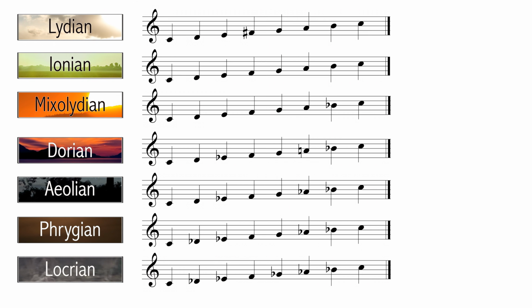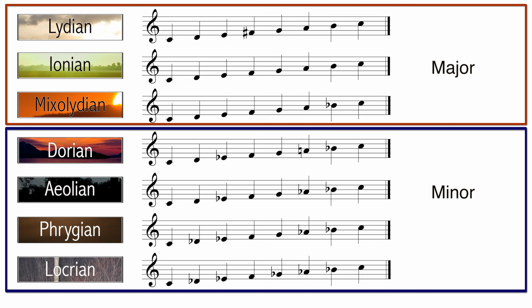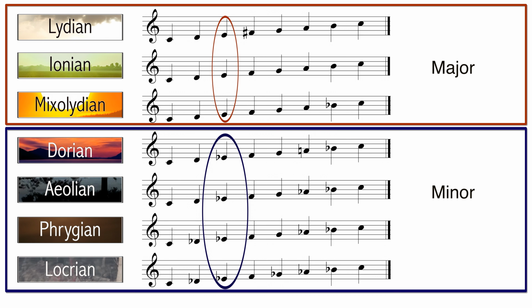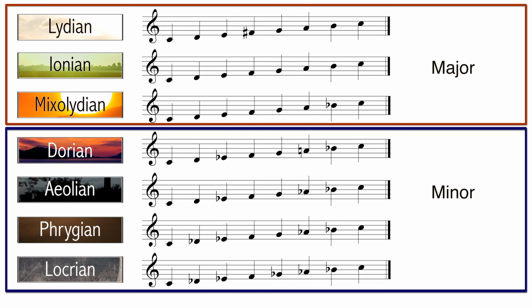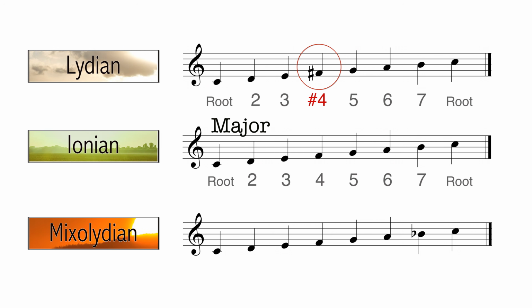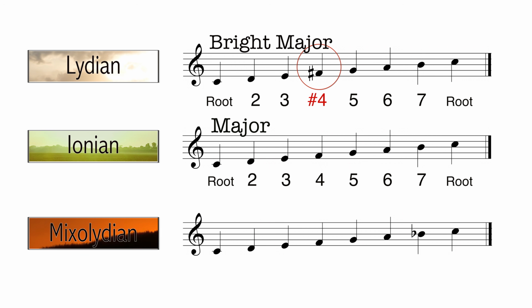Ah, that looks better. The first thing we can do is to separate the major and minor modes. How do we know? We look at the third. The first 3 are major and the bottom 4 are minor. Now it becomes simpler to detect the differences between these scales. In fact, the Lydian mode is basically the same as the Ionian or major scale, but with this sharpened 4th degree, which gives it this bright feel. We can call it bright major.